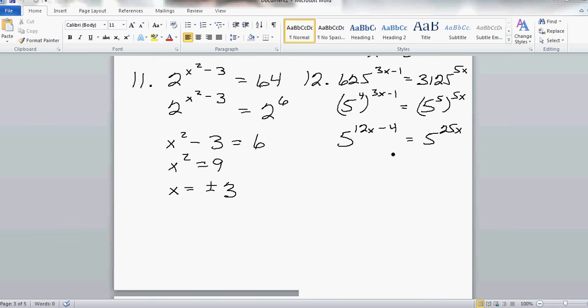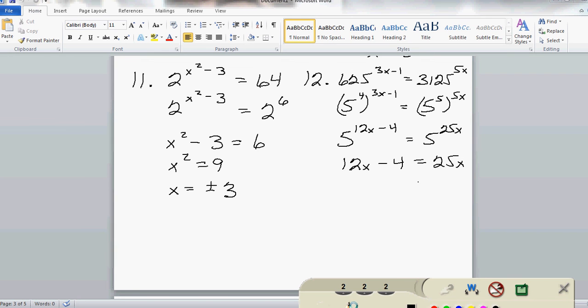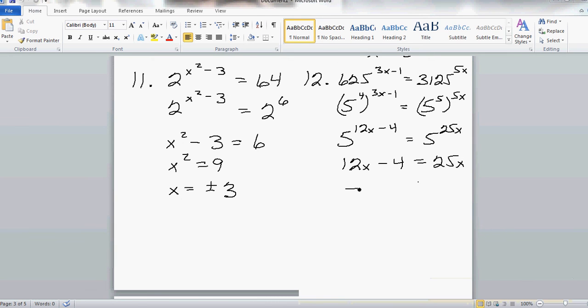Now that the bases are the same, we can set the exponents equal to each other and solve from there. Subtracting 12x from both sides, we get negative 4 equals 13x, and dividing both sides by 13, x equals negative 4/13. Now obviously here, this is not quite as simple to check, but it is doable just the same.